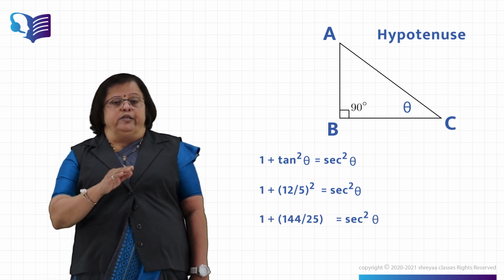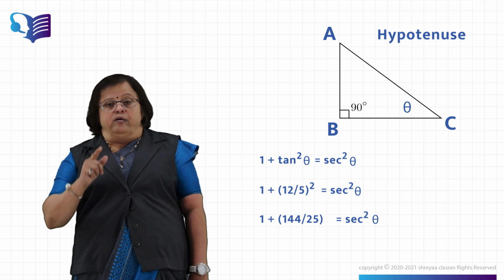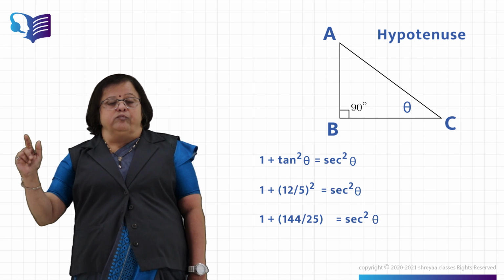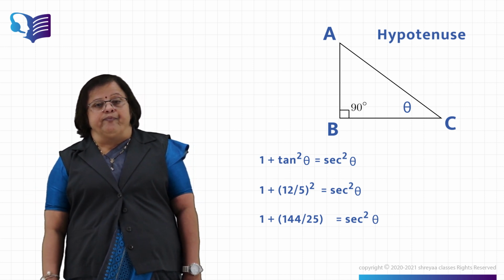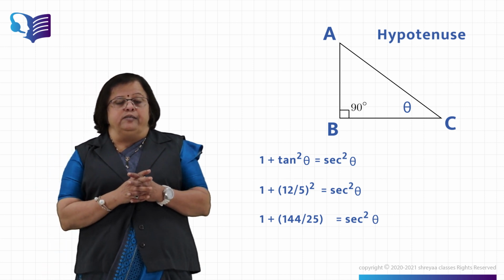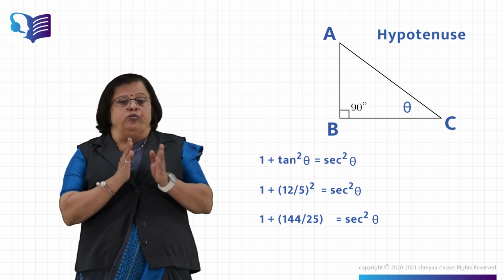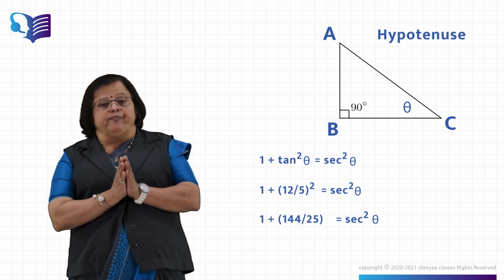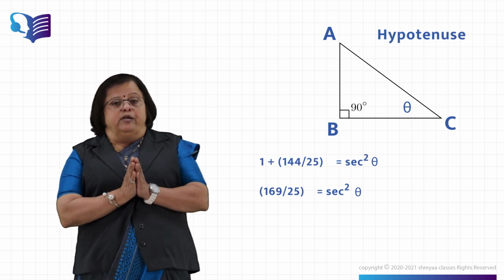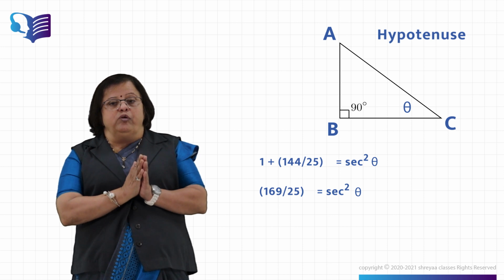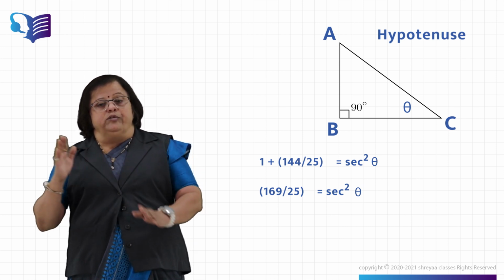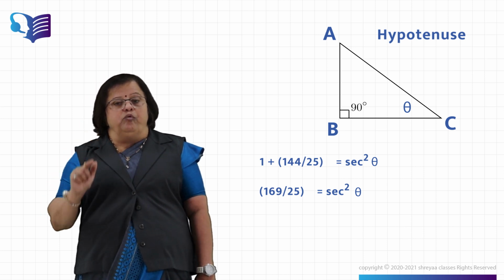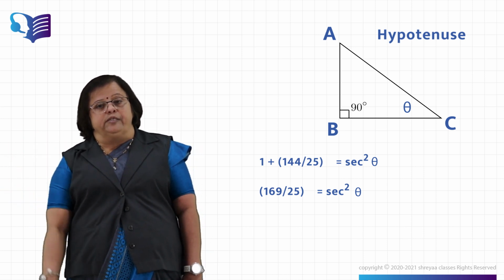So 1 plus, what is the square of 12? 144 upon 25 is equal to sec square theta. So you can solve this fraction addition. How to do? What is the LCM? It is 25. So the answer will be 25 plus 144 upon 25 is equal to sec square theta. So it will be 169 upon 25 is equal to sec square theta.